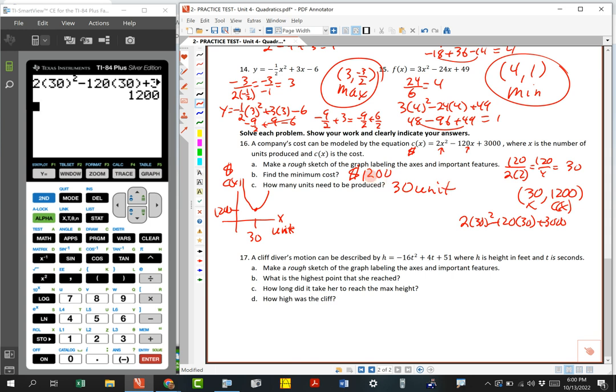Minimum cost is $1,200, and 30 units is what they need to produce in order to minimize the cost. And there's a decent sketch of what that looks like. Okay, now we're going to take a look at this last one.